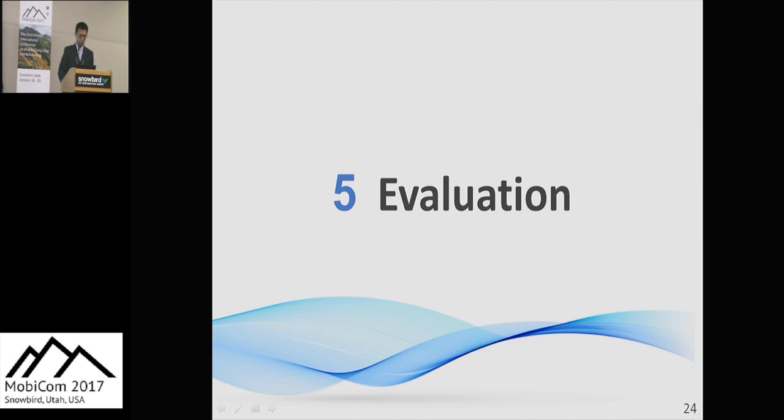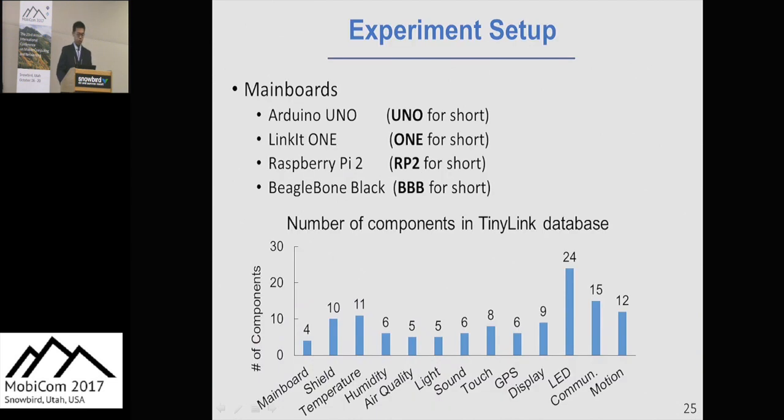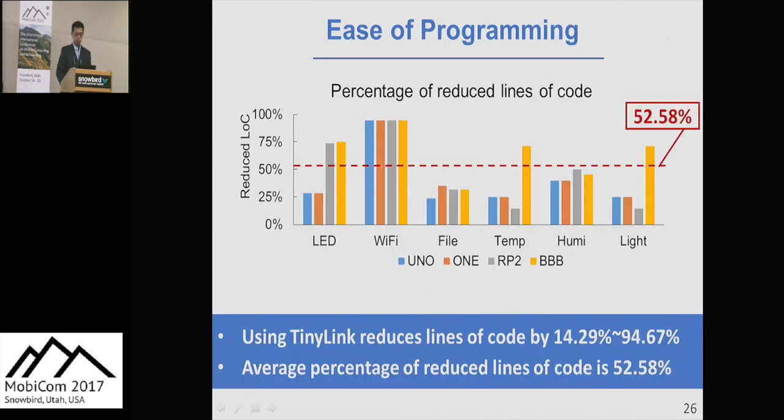And here is the evaluation. We implement 4 main boards, including the Arduino Uno, Linked One, Raspberry Pi, and BeagleBone Black. The number of components in the TinyLink database is shown in the figure. We can see that using TinyLink can reduce the lines of code by 14% to 94%. The average percentage of reduced lines of code for the 6 benchmarks is about 52%.